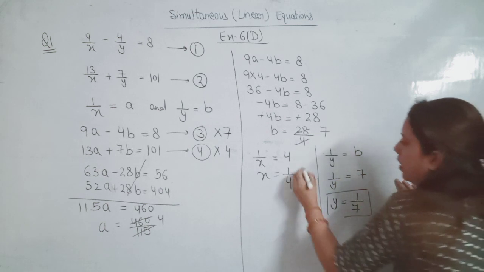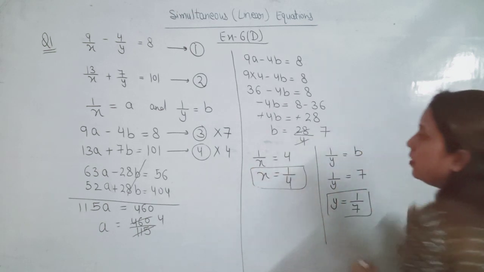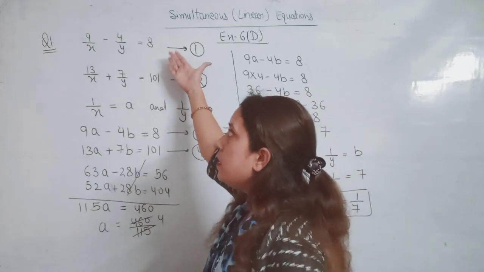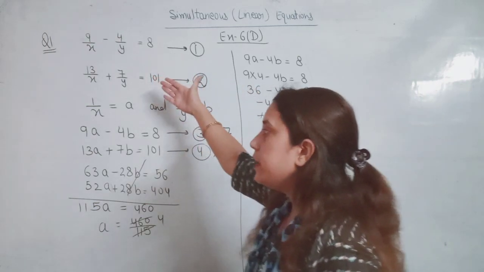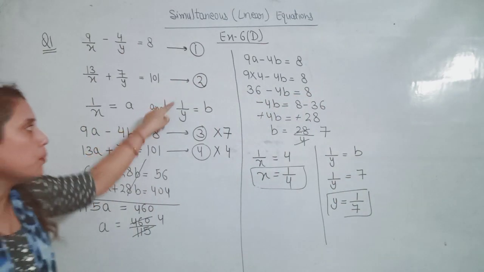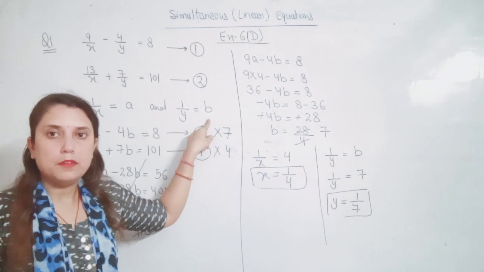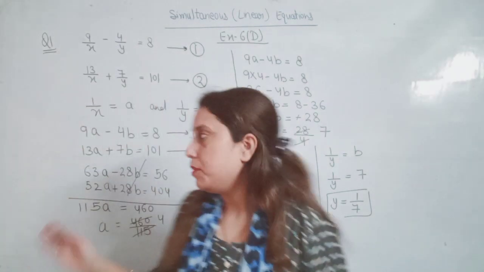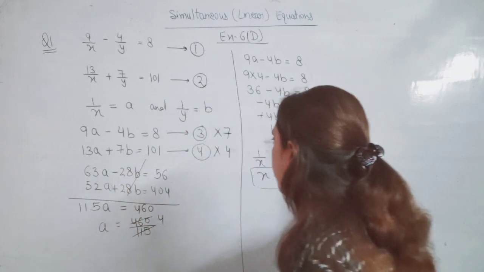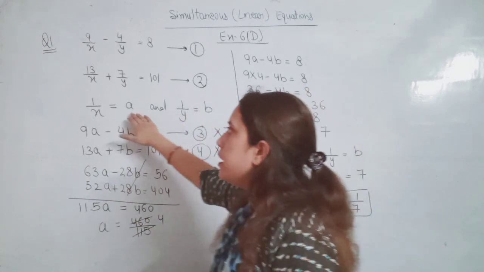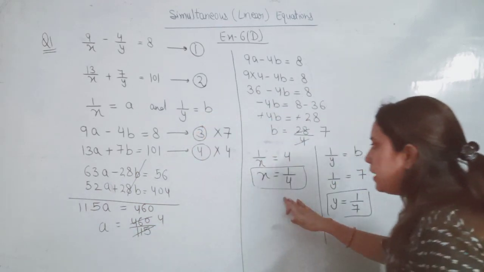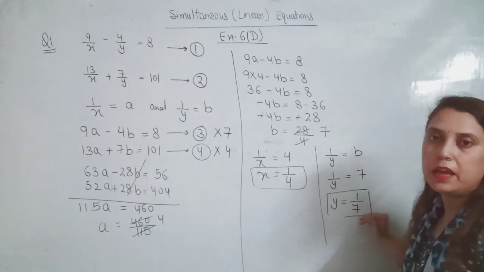This is the answer. Okay beta, whenever the variables are in the denominator, at that time we will let 1 upon x is equal to one variable and 1 upon y is another variable, and then after that we will make the equations and solve for a and b. After getting the values of a and b, again we will put in place of a and in place of b to get the values of x and y.